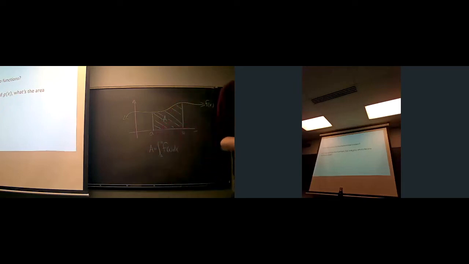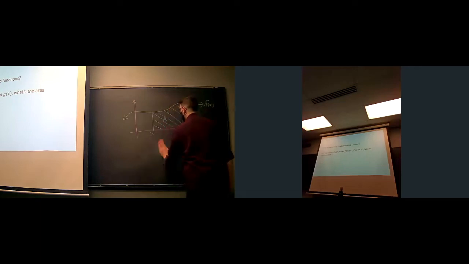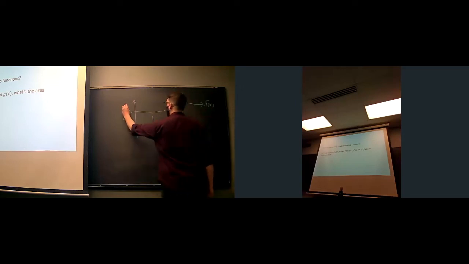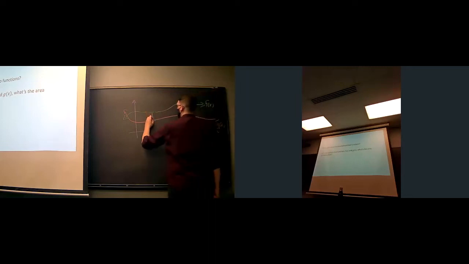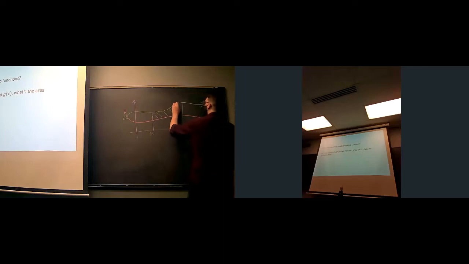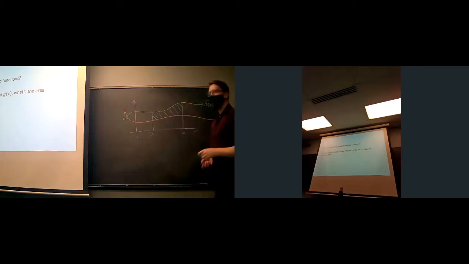So this makes sense. This is what we've been talking about up to this point. But what about now, if I want to change this a little bit? What if now I want the area of something like this? This is g of x. We want the area here. How are we going to find that?